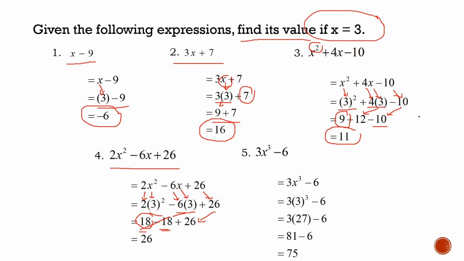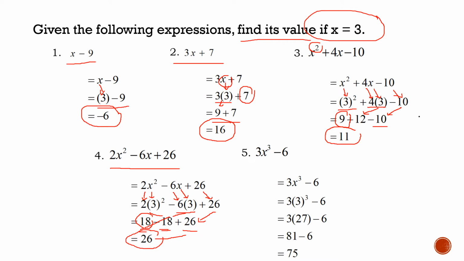So our resulting value for this expression now is equal to positive 26, because we just simply cancel your negative and positive 18. If we subtract 18 by 18, then that will be equal to 0. So 0 plus 26 is equal to positive 26. So 26 is the value of your fourth expression.